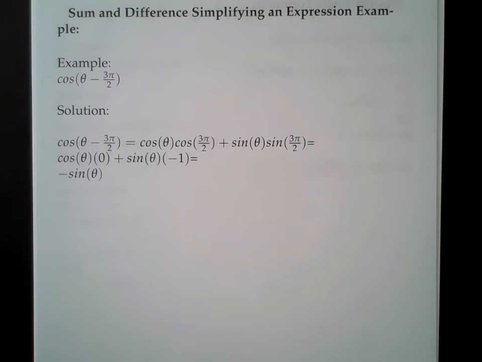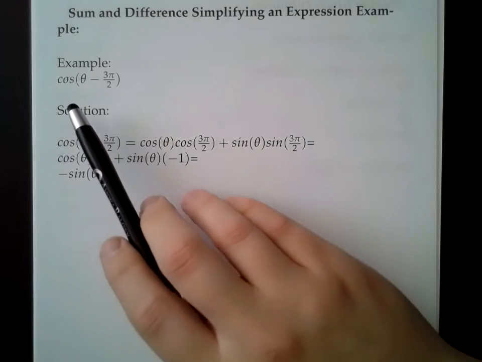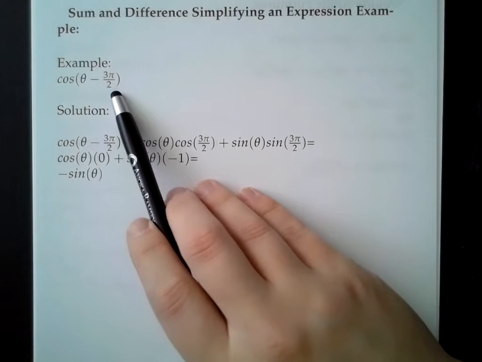So far we've simplified for a specific value, we've simplified for given values, and now we can simplify an expression given a variable itself. So in other words, we're going to have a theta here that is not going to be simplifiable by itself, so we're going to simplify the expression. So let's say we're given cosine of theta minus 3 pi over 2.